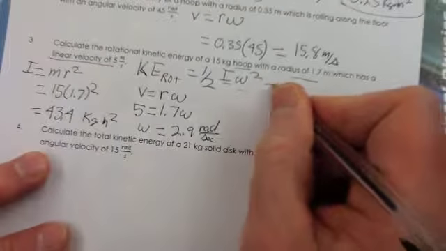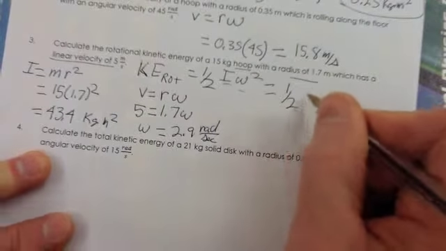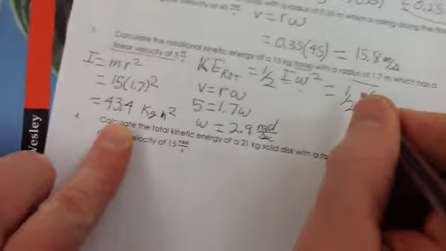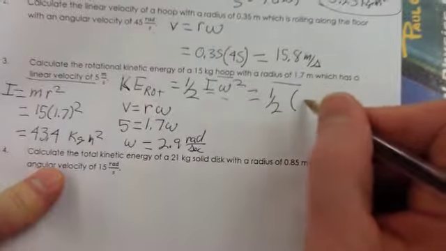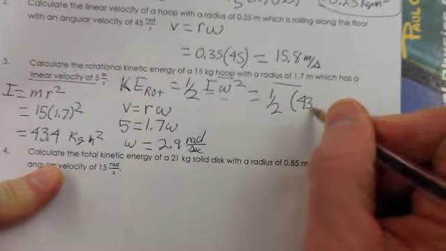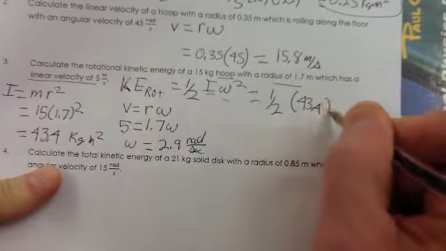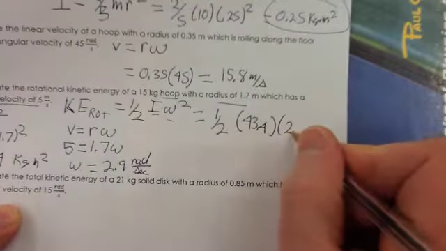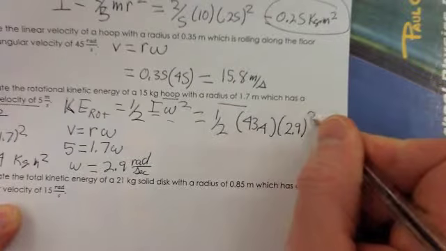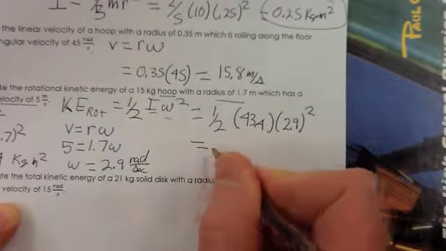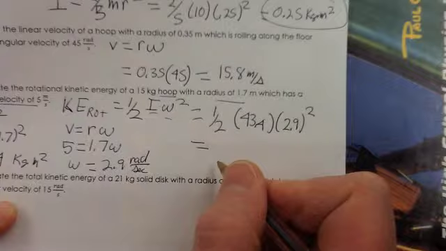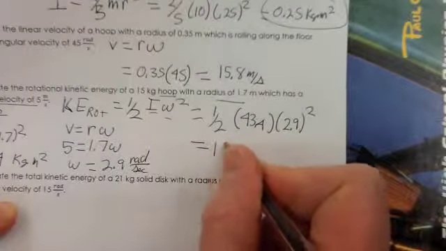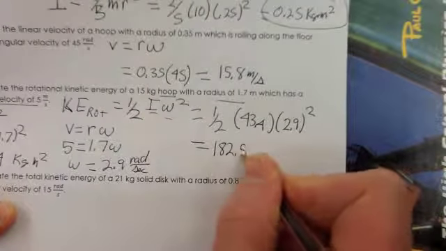So now I can just plug in here that this is 1/2. My I, which we said over here was 43.4, times my omega squared, which is 2.9 squared, which turns out to be 182.5 joules. That's how you do problem number 3.